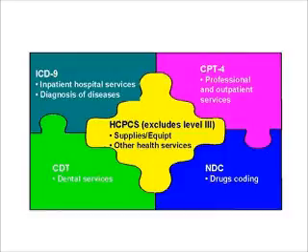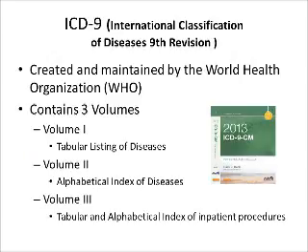Next, we're going to talk about the ICD-9, otherwise known as the International Classification of Diseases, 9th Revision. This is created and maintained by the World Health Organization, the WHO. It contains 3 volumes. Volume 1 is a tabular listing of diseases, in other words, it's listed numerically. Volume 2 is the alphabetical index to diseases, listed alphabetically. And Volume 3 is the tabular and alphabetical listing of the inpatient procedures.